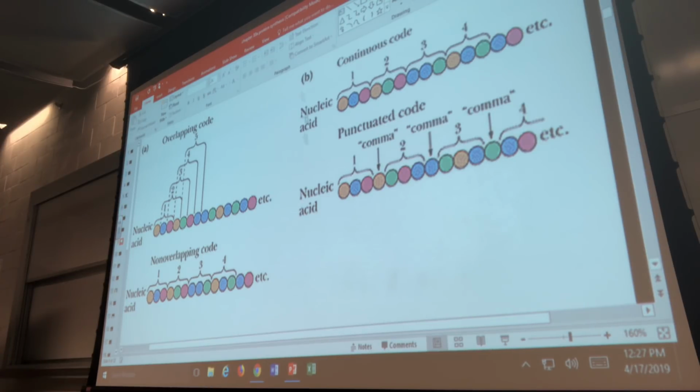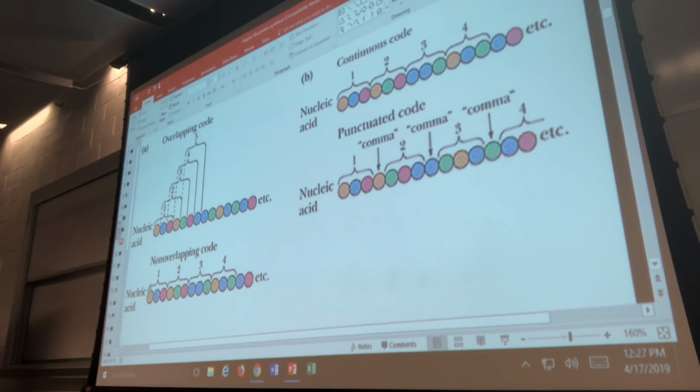So notice up here, which is the incorrect model, overlapping code looks like the following. You take the first three bases to code for the first amino acid, but then you shift over one, you reuse two of those bases, and you bring in a third new base to code for the second amino acid. That's an incorrect model. That is not how our genetic code works. Our genetic code is not an overlapping code. Our genetic code is this one down here, non-overlapping. We use the three bases at a time, and we use them only once.